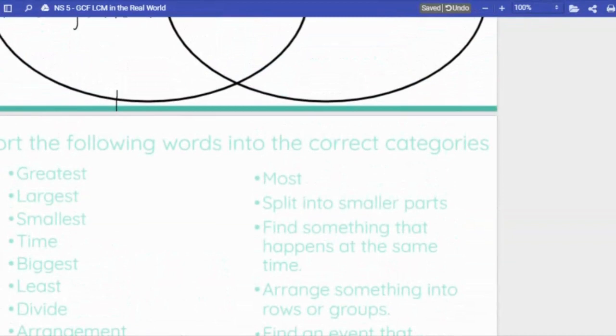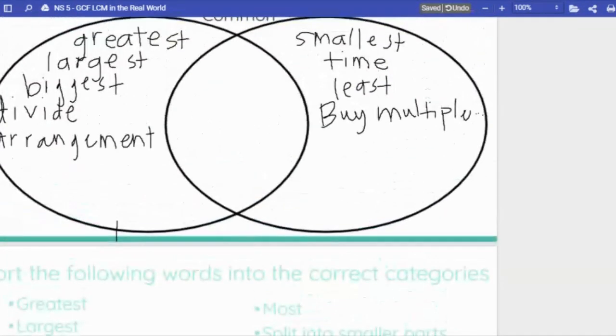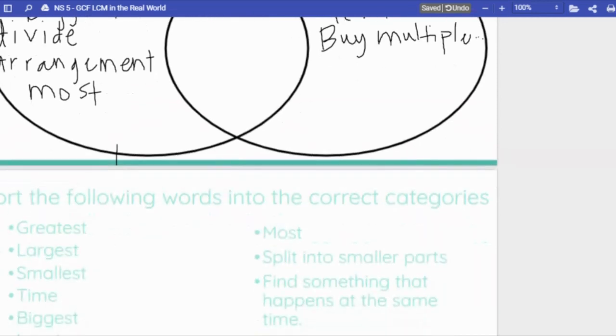Okay, most. We know most, right? If we're going to find the most of something, we want the greatest. So that's going to go over here. Split into smaller parts. So that's the same as dividing something up, right? So that's going to go over here, and I'm just going to write split.